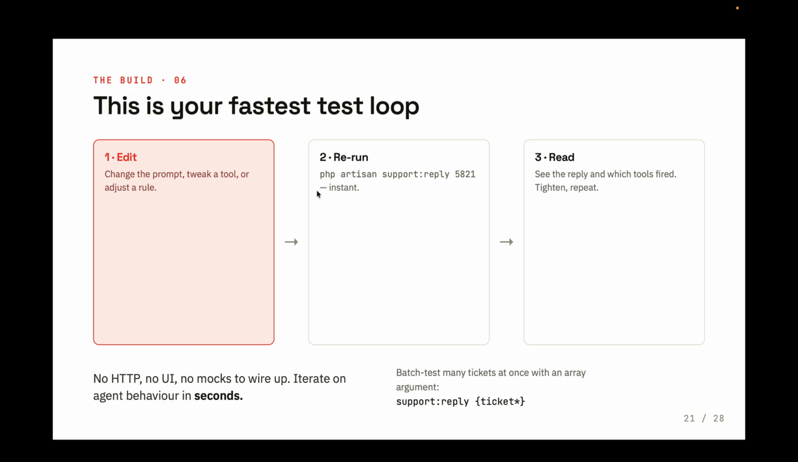So this is your fastest test loop. We edit, we can rerun our support ticket agent, and we can read the replies, and we can just do this over and over just to make sure things work. So really, really fast test loop. So why is this a good place to start? Well, number one, it just makes sure your agent is working correctly. Once it's working correctly, then you can incorporate it into your Laravel application, right?